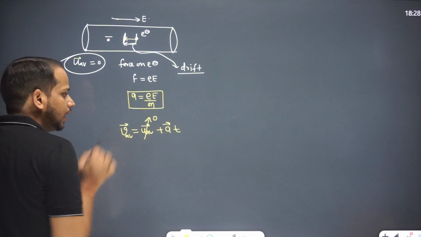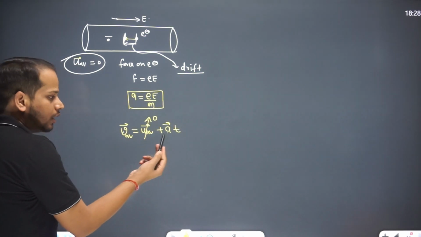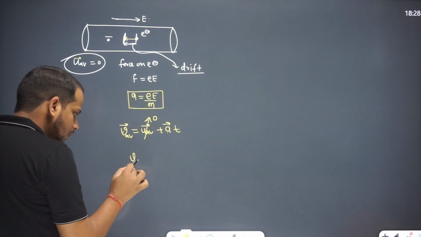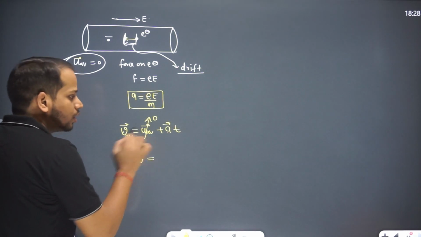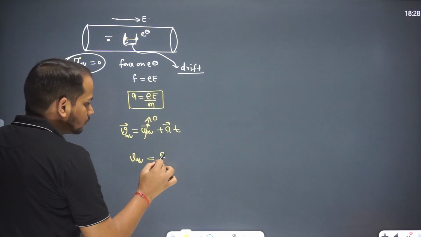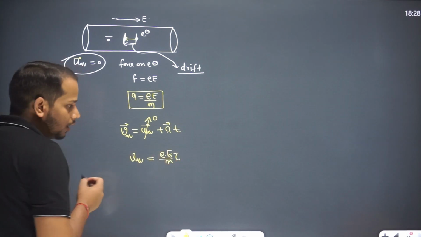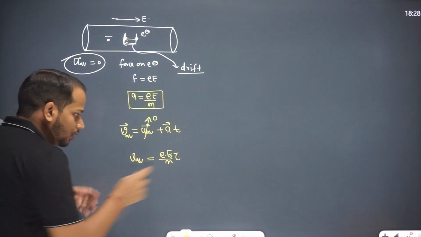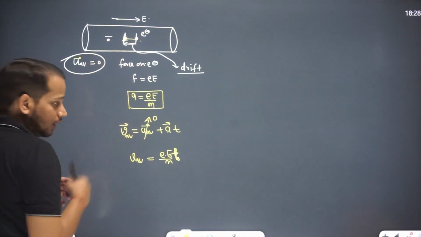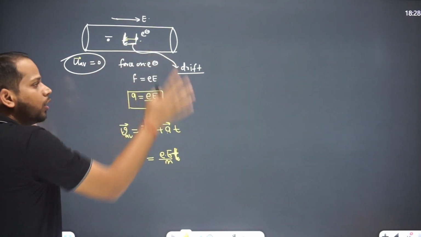This one is 0, right? And if this is 0, can we say v and u are in the same direction? So there is no issue taking the vector; you can solve without vector, right? So what is v average here? v average is equal to, this one is 0, at, right? What is a here? a is eE by m, into t. Sorry, this is τ. And this is for a single collision, right? But there are a lot of collisions happening over here, so we have to take the average for all the collisions, right?